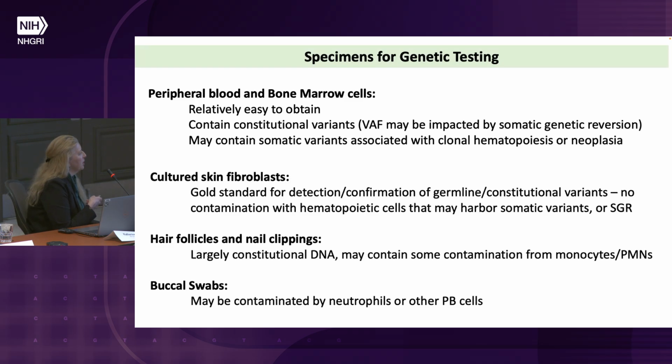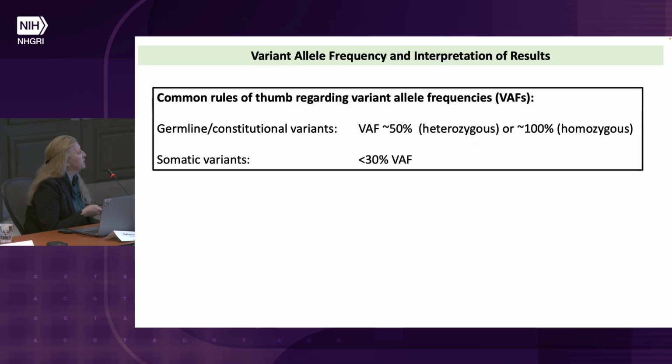In contrast, cultured skin fibroblasts are really the gold standard for detecting germline constitutional variants. There's no contamination with hematopoietic cells that may harbor clonal hematopoiesis or germline mutations that may be affected by SGR. A number of labs also analyze hair follicles or nail clippings or buccal swabs to detect germline mutations. However, there can be some degree of contamination from monocytes or other hematopoietic cells in these specimens.